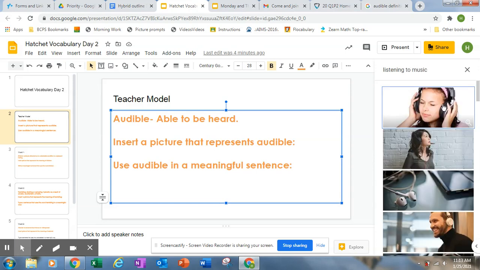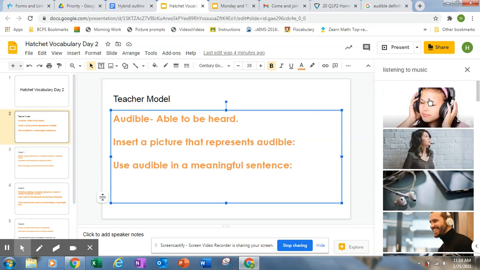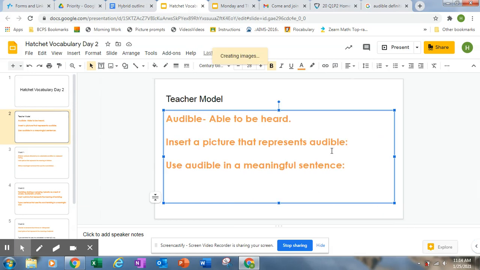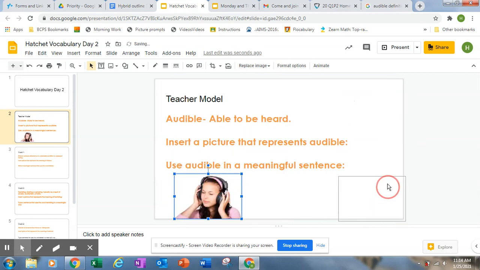So I see that these people are listening to music, and that's audible. That's someone listening. So I'm going to insert this picture. Select and then add it to the slide. And then you can make the picture as big or small as you want. So I'm going to make it smaller so I can still see the words here. I'm going to add this picture up here.